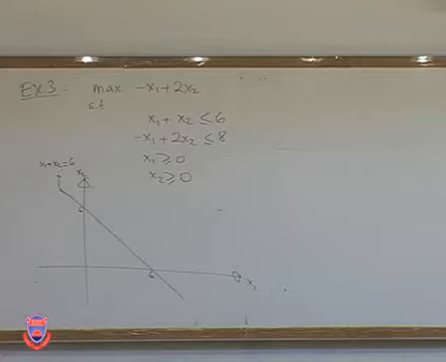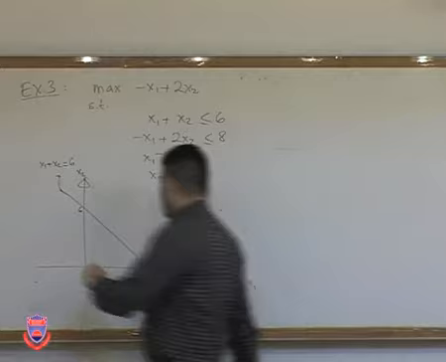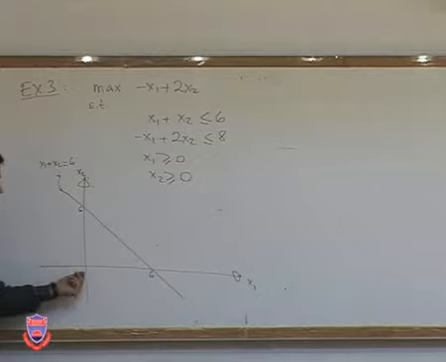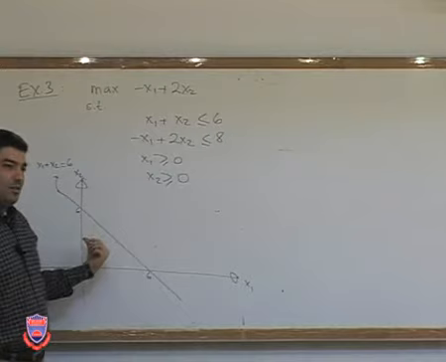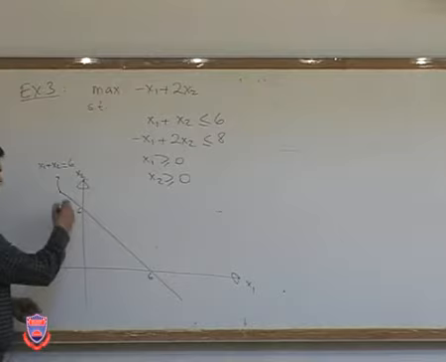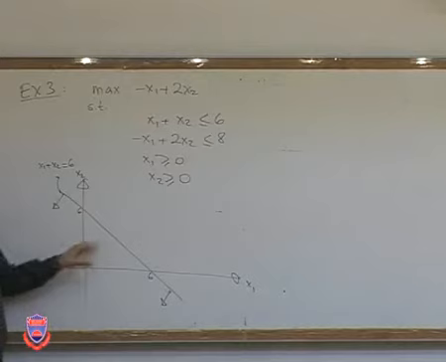The next question is, which side should I pick? The easiest procedure is as follows. Just pick any point which is not on this line. For example, I can pick (0, 0) and plug it into this inequality. Is the inequality satisfied by the origin? Does (0, 0) satisfy this inequality? Yes, it does. So as a result, this is the correct side. This is the region corresponding to the first constraint, the half space defined by the first constraint.